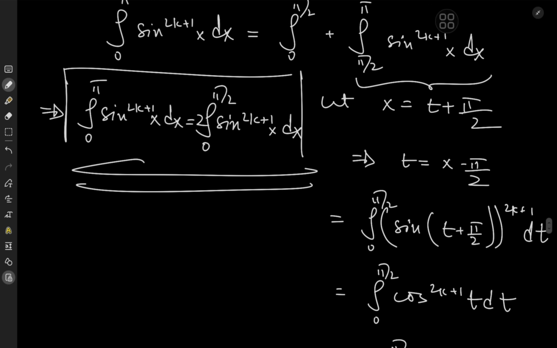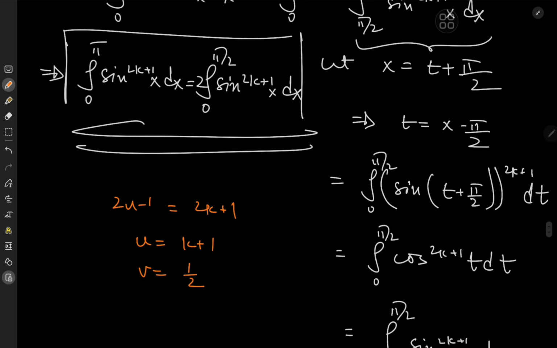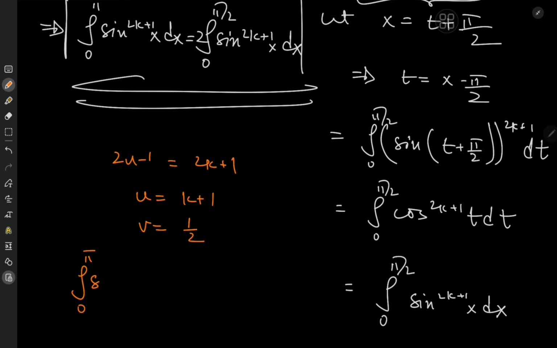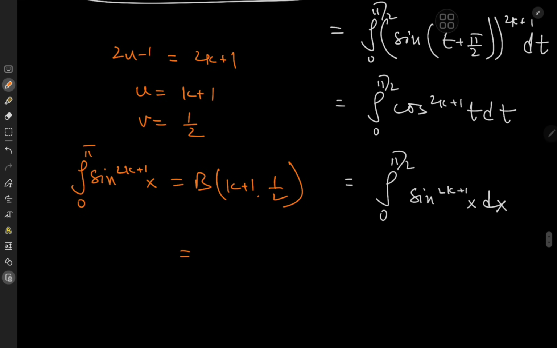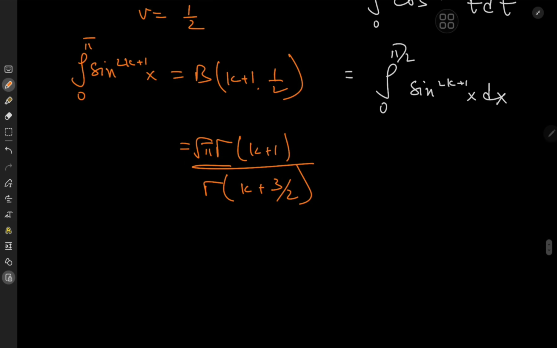What exactly do we need? Again, the beta function is symmetric in both its arguments. So if 2u minus 1 equals 2k plus 1, which means that 2u is just 2k plus 2, that means u here is k plus 1, and v is going to be 1/2. So our integral from 0 to pi of sine to the 2k plus 1 of x equals 2 times the beta function evaluated at k plus 1 and 1/2, and we can expand this in terms of the gamma function again. So we have gamma k plus 1 times gamma 1/2, famously root pi, over gamma k plus 1 plus 1/2, which would be k plus 3/2.